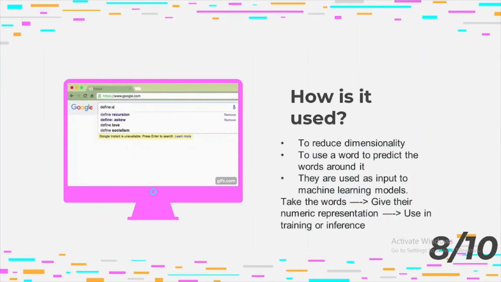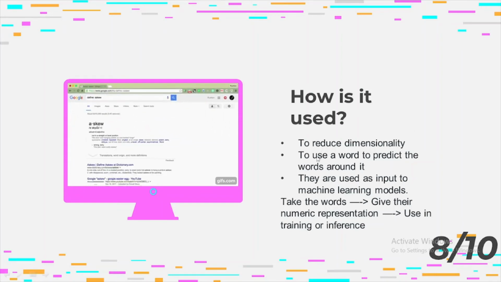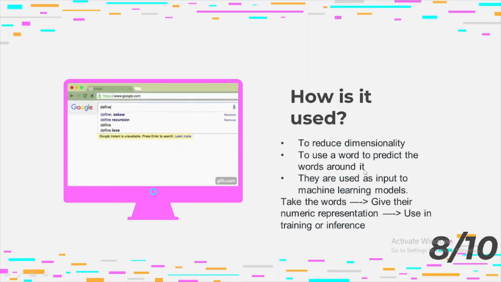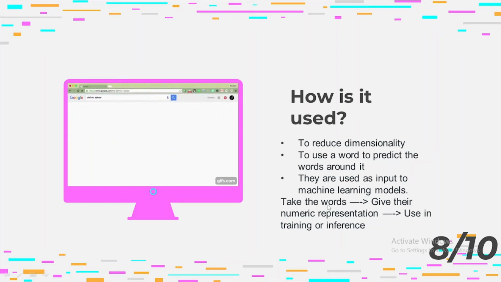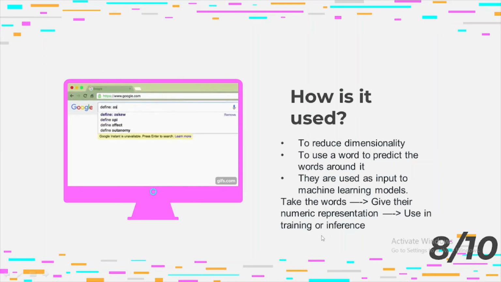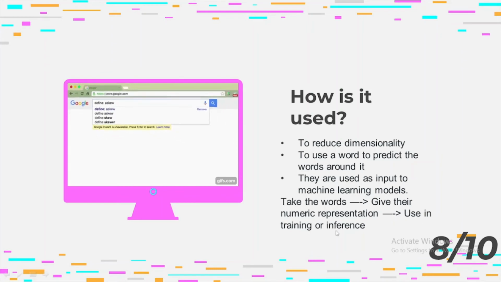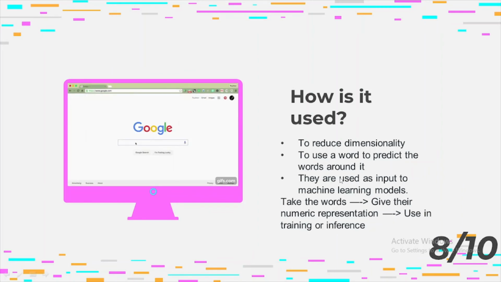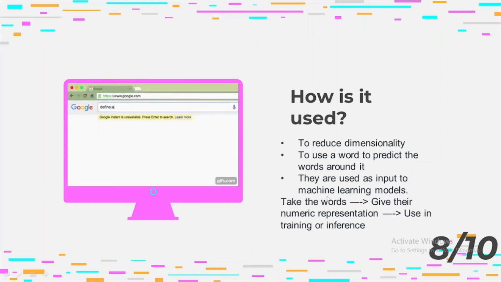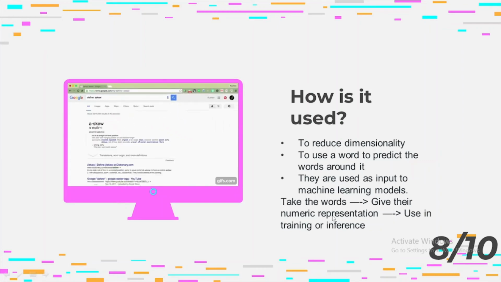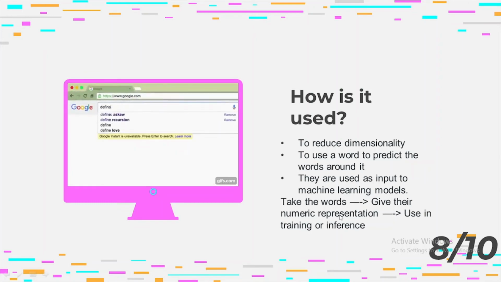How is it used? To reduce dimensionality. To use a word to predict the words around it. They are used as input to machine learning models. Take the words, give their numeric representation, used in training or inference. Well, the most common way is as input to a machine learning pipeline of some sort, so that they take words and turn them into a numeric representation.